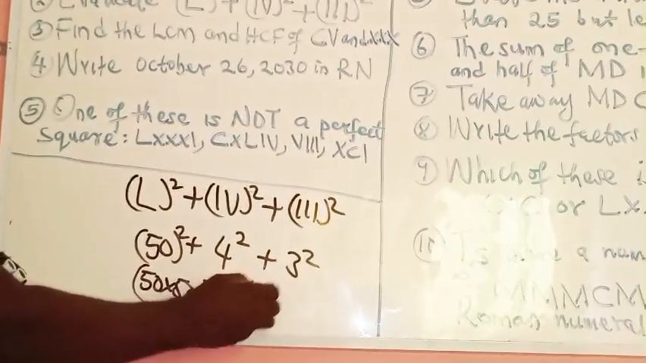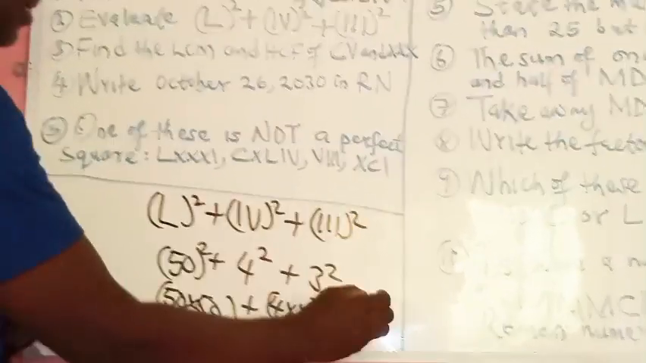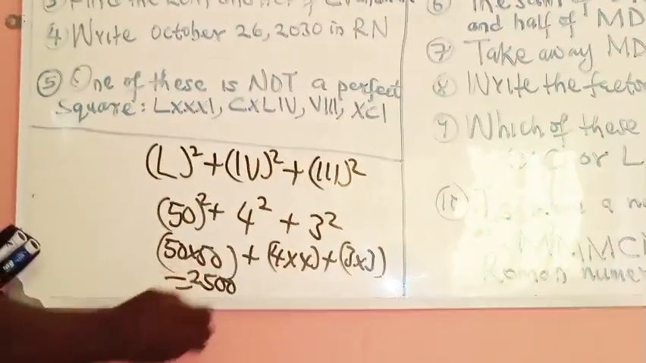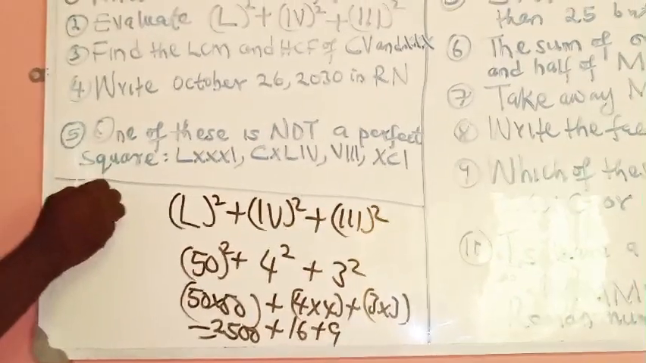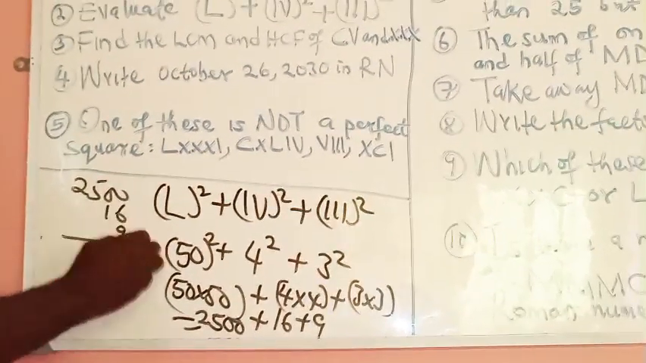4 squared is 4 times what? 4. Then 3 squared means 3 times what? 3. So this gives us 5 times 5, that is 25. You add the two 0s, that's 2,500. 4 times 4 is 16. Okay? 3 times 3 is what? 9. So we add it together. 2,500 plus 16 plus 9. What does it give us?